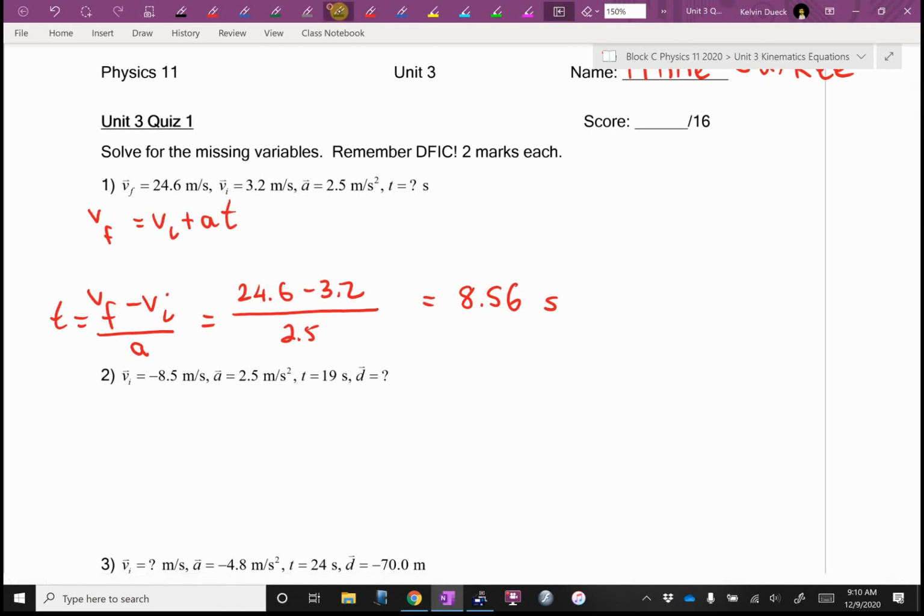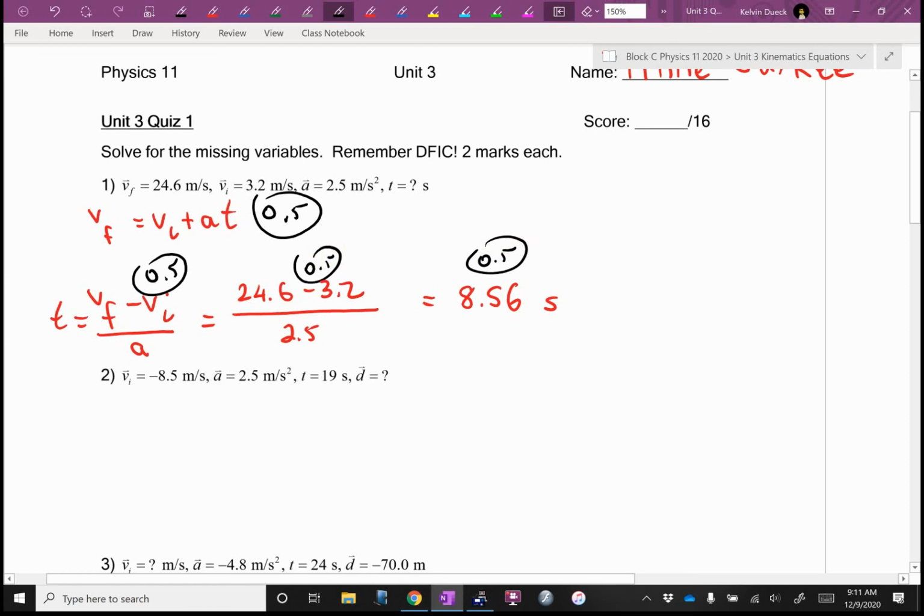So I would give you 2 marks if you got that, 2 out of 2. Otherwise, a half mark if I saw that, a half mark if I saw that, and a half mark if I saw that, a half mark for the answer. I would take a half mark off for no units. That's how I'll mark the rest of these. So if you get it right, 2 out of 2, half mark off if you forgot the units or put the wrong units. And then if you got it wrong, that's where I would give you all your part marks.